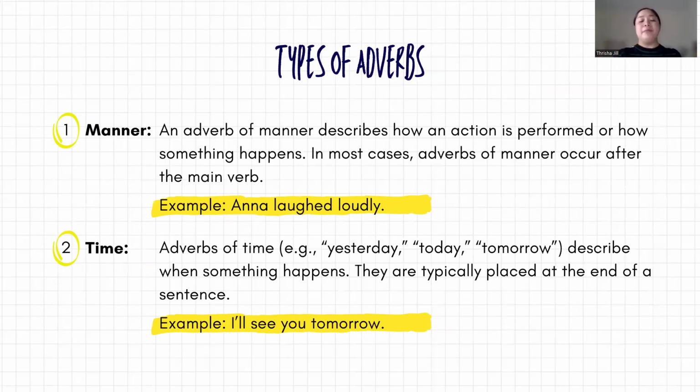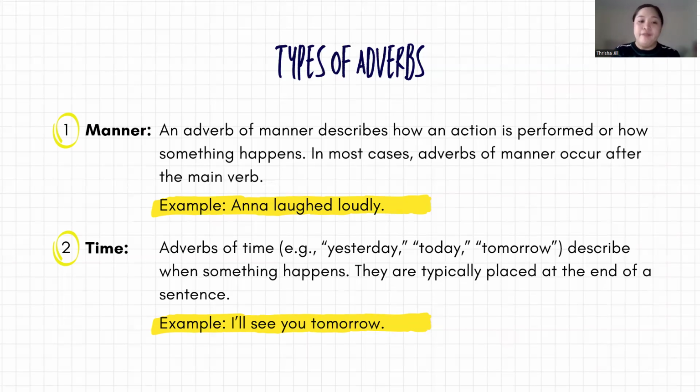For example, here we have Anna laughed loudly. First, we need to identify where our verb is. Laughed. Good job. Our verb is laughed. What modifies the word laughed? Loudly. Correct. So loudly is our adverb. What type of adverb is it? Yes, correct. It's an adverb of manner.